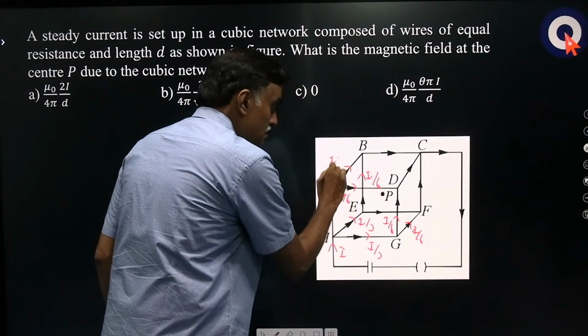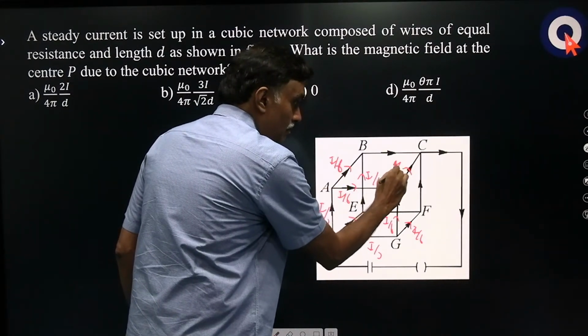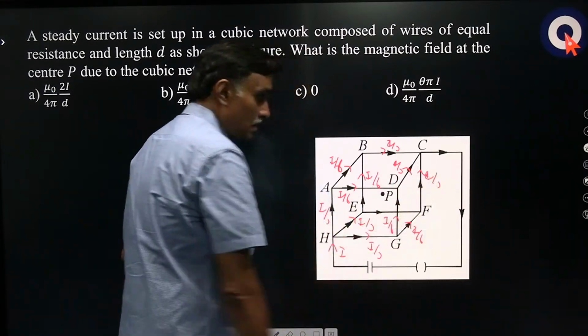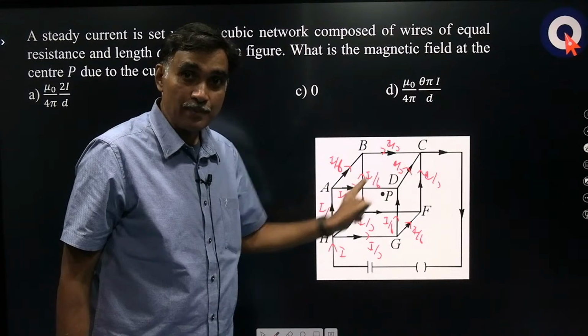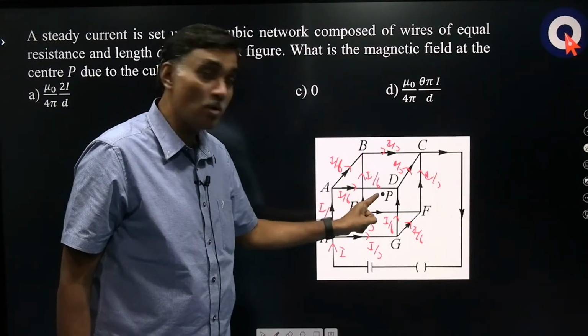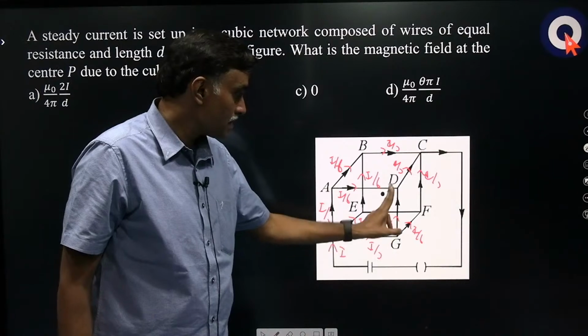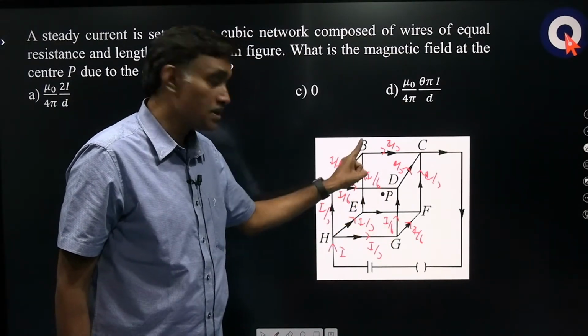and here also I by 6, and here it is I by 3 once again, here also I by 3, and here also I by 3. So, here I by 3 and here I by 3, there are two parallel wires, equidistant from point P, carrying the same current, and similarly here I by 6 and exactly opposite to that, parallel to that, is also I by 6.